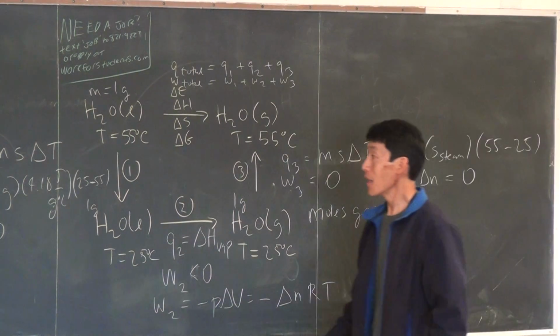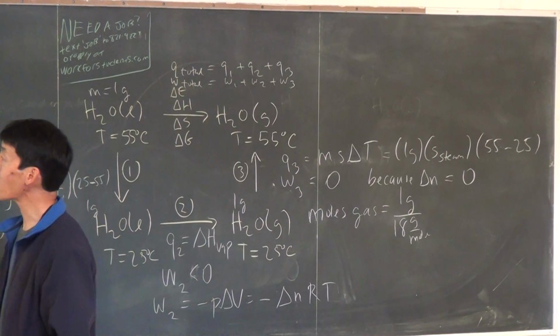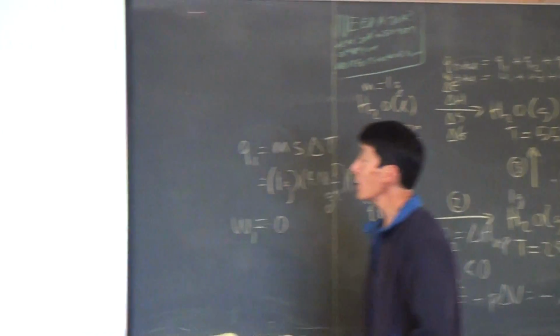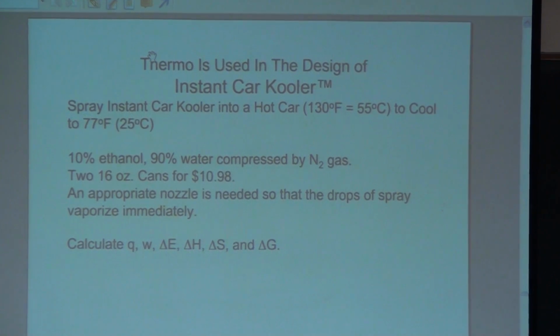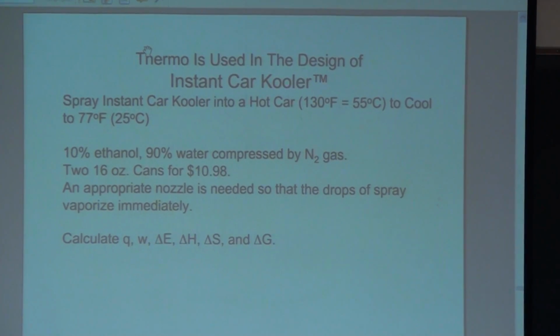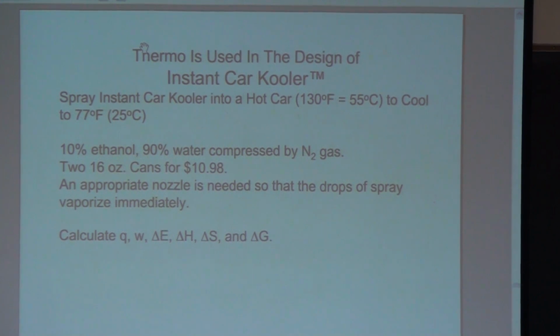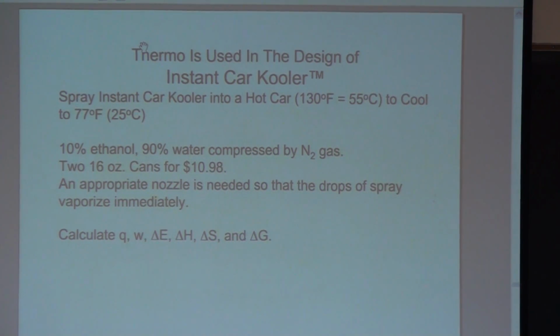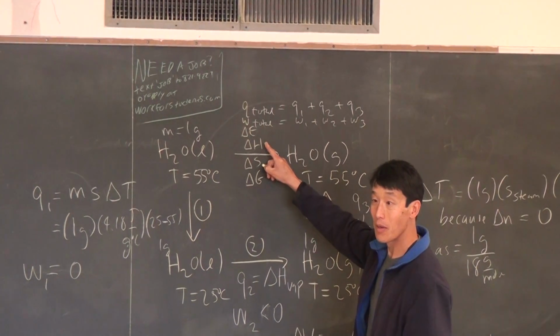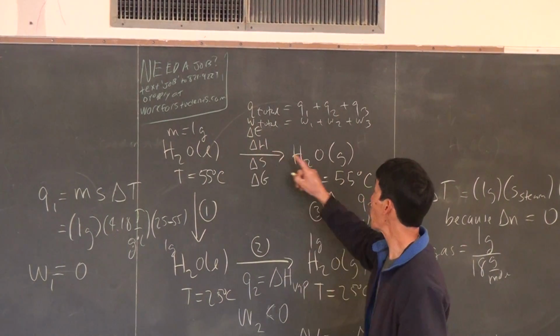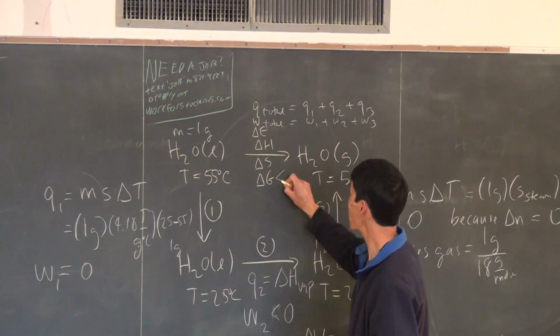Okay, so if you spray this instant car cooler into a hot car, and the air inside the car is cooled from 130 degrees Fahrenheit to 77 degrees Fahrenheit, is that a spontaneous reaction? Yeah, so that means delta G should be less than 0. Now note that the liquid is being converted to a gas, so should delta H be greater than 0 or less than 0? If the liquid is converted to a gas.